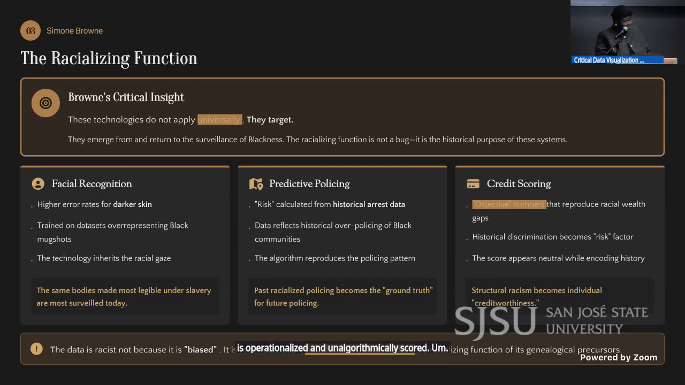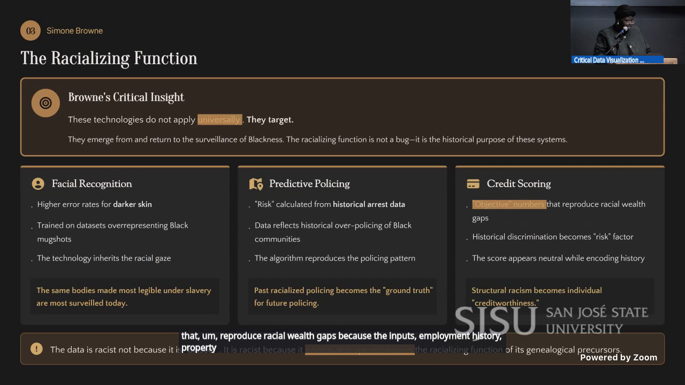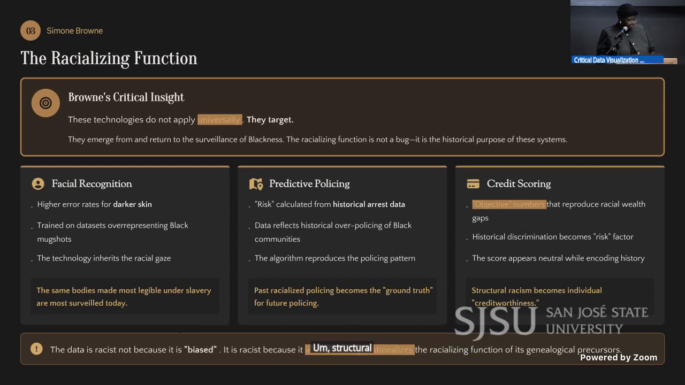Credit scoring, objective numbers that reproduce racial wealth gaps because the inputs, employment history, property ownership, loan history, are themselves racialized. Structural racism becomes individual risk. The score appears neutral while encoding history. The data is racist, not because it is biased in a technical sense. It is racist because it inherits and operationalizes the racializing function of its genealogical precursors.